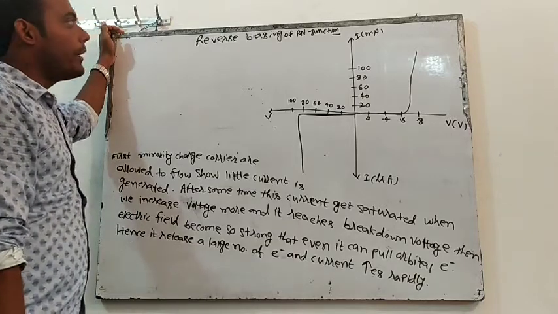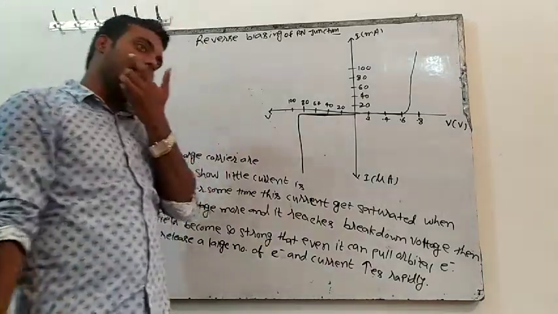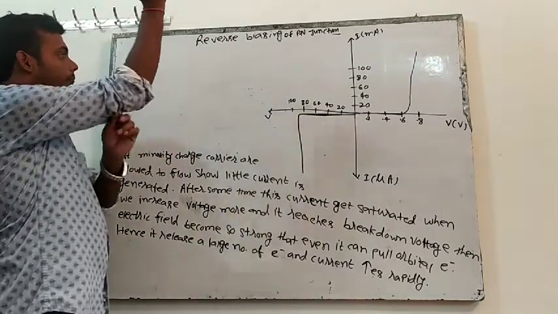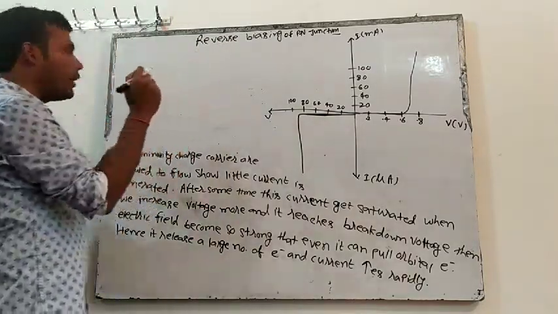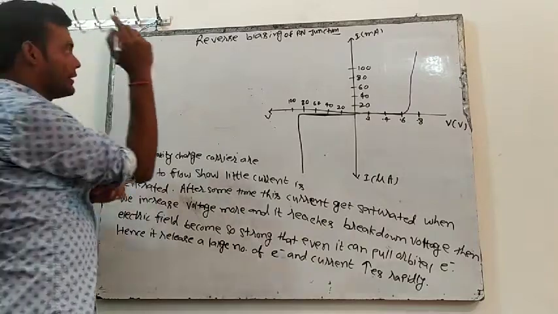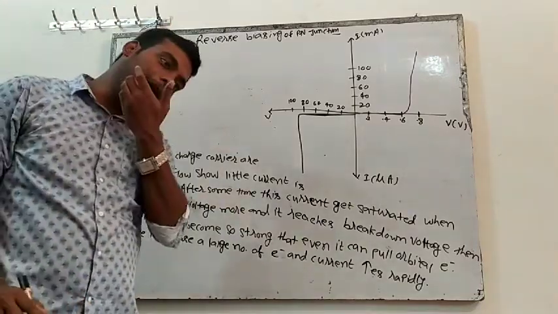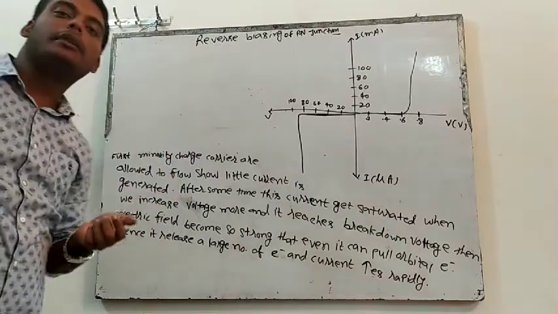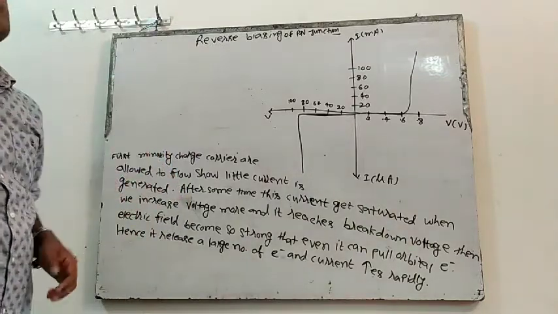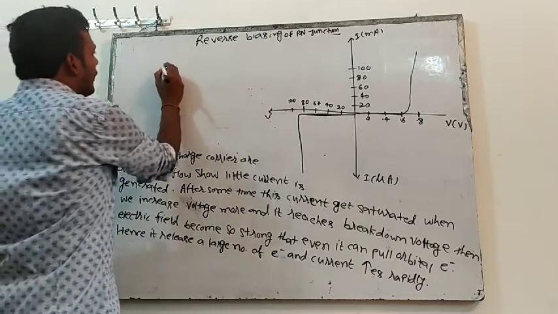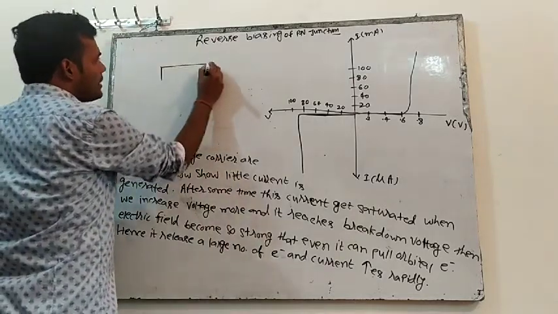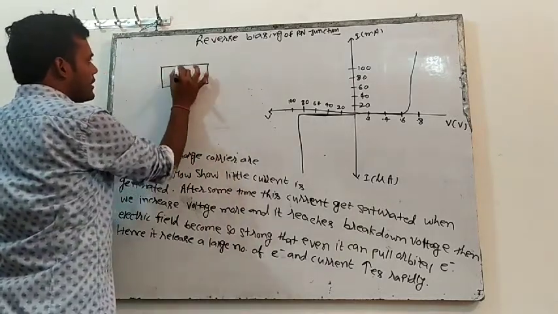So today my topic is reverse biasing of a PN junction. In the previous video I covered forward biasing. Forward biasing of a PN junction means we connect the P side with the positive terminal of the cell and the N side with the negative terminal. I am just revising forward biasing once.